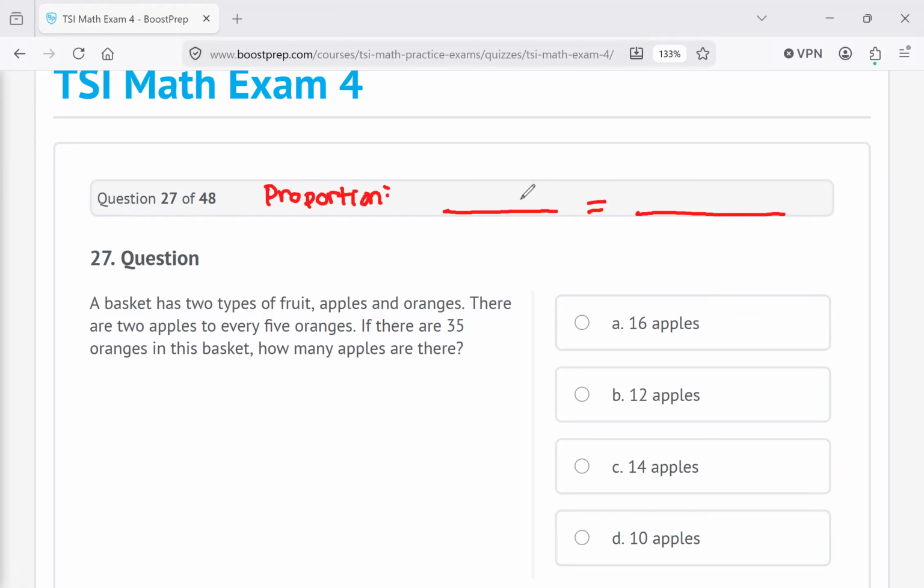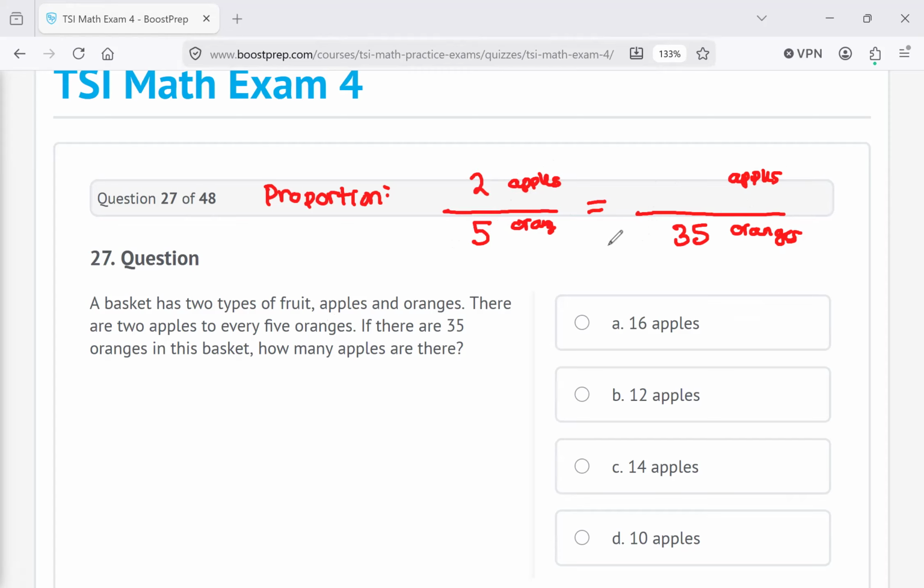And then you can set it any way you like, but you just want to make sure the units are lined up to the right. So we're dealing with apples. So you put apples here, and then oranges here, and then over here, apples there, oranges here. So there are two apples for every five oranges. And then over here, there are a total of 35 oranges. So you put 35 here.